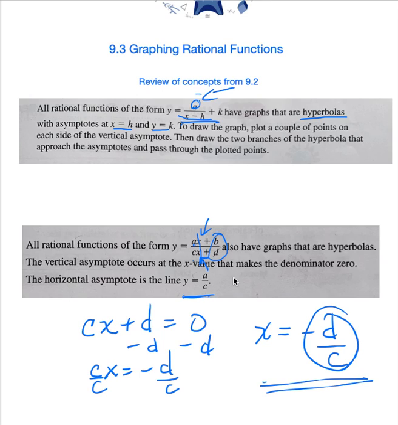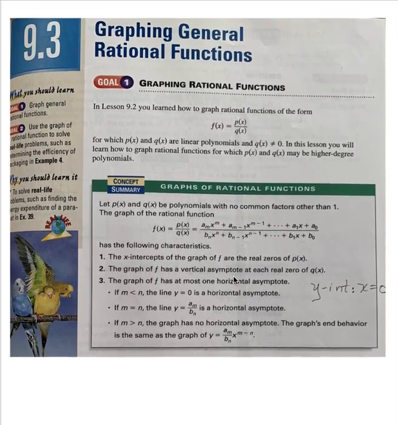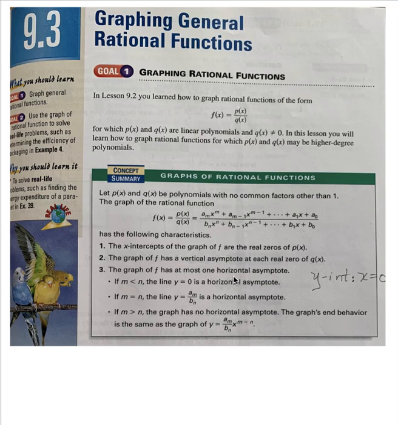All right, so now we're picking up with 9.3, after reviewing a few of the key concepts from 9.2. And this green box right here is your friend. This helps you graph any rational function. So you should keep this page open when you're graphing because it's going to help you immensely.